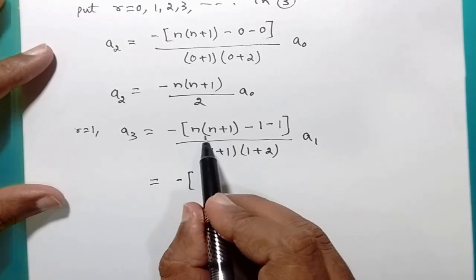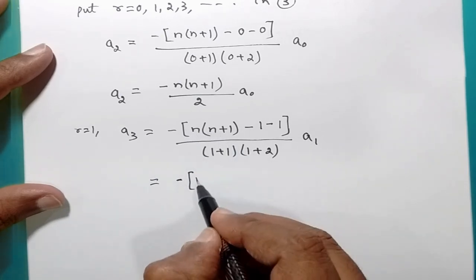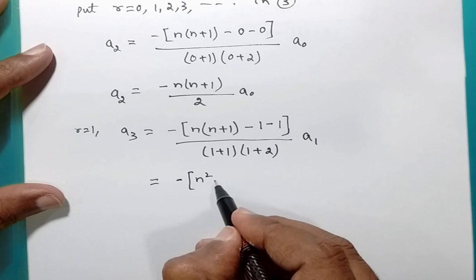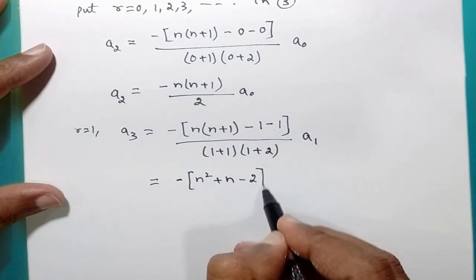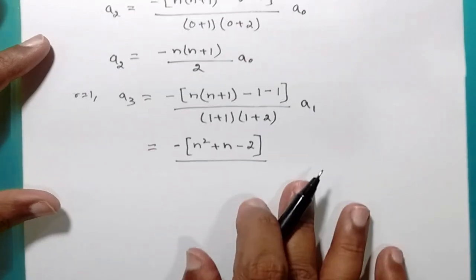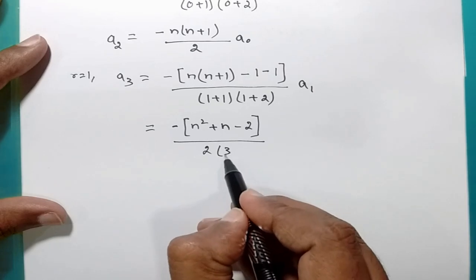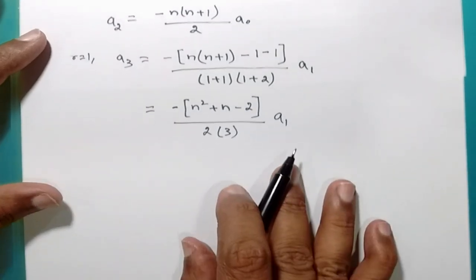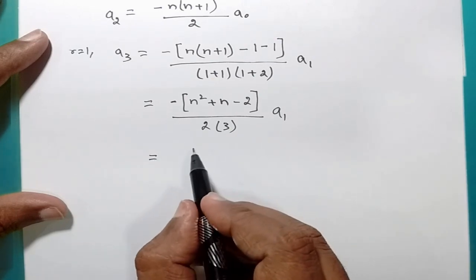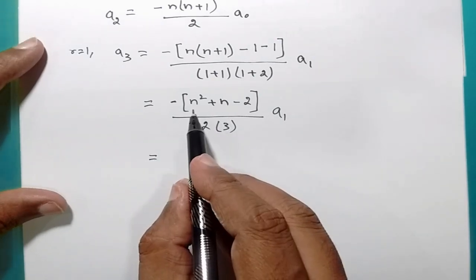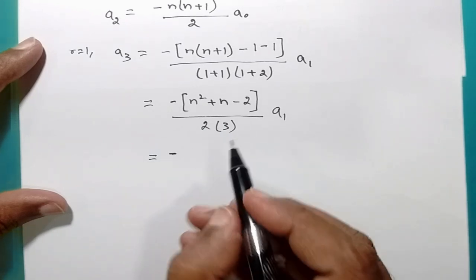n is there. If you want, you can multiply this n inside, so n into n will become n square, n into 1 will become plus n, minus 1 will become minus 2, whole divided by the denominator: 1 plus 1 will be 2, here 1 plus 2 will be 3, into a1, right? So this will be equal to, I can write the minus sign as it is.